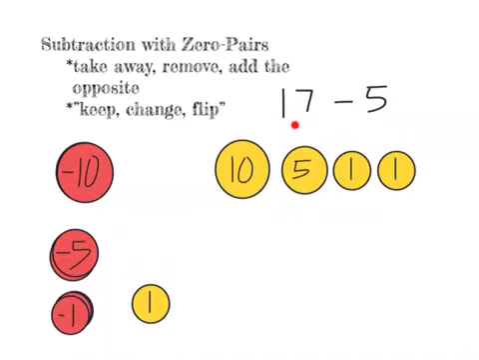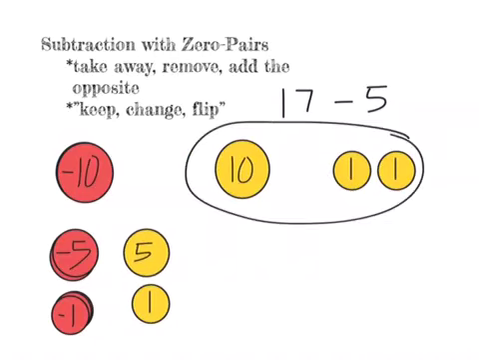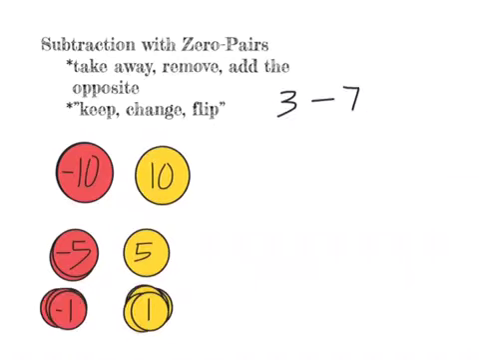So I'm starting with 17, which I modeled with a 10, a 5, and 2 1s of my positive counters. And I need to remove 5. So I'm simply going to grab this 5 counter, drag it over here, and I'm going to combine what I have left. I have a 10 and 2 1s. Therefore 17 minus 5 equals 12.